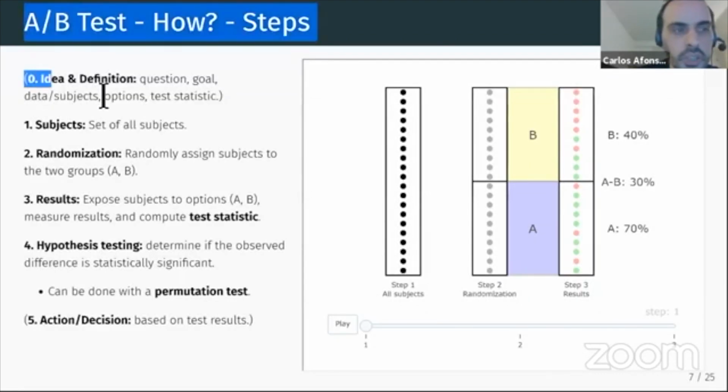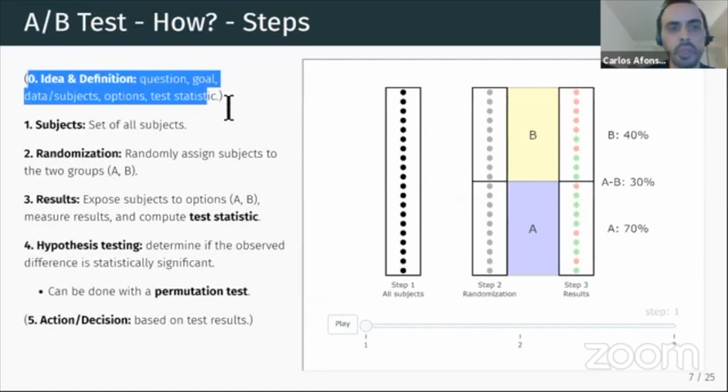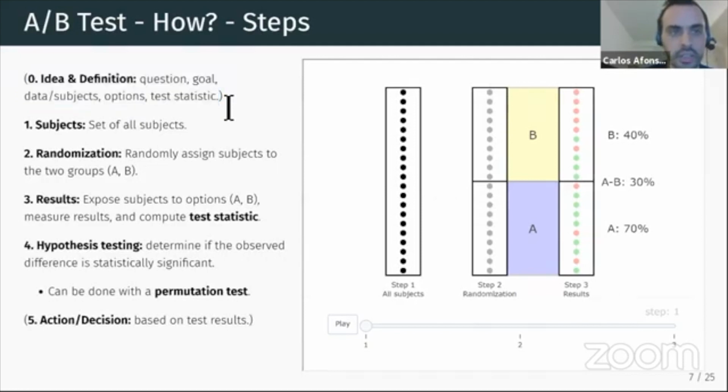So I'm calling this one step 0. This is actually the process of coming up with an idea of an A/B test and defining what's going to be used and how the A/B test is going to be done. You need to have an idea of what you want to test, right? Like that Microsoft example, they had this idea of changing the way the adverts are displayed on the Bing search engine. You need to have an idea to test first.